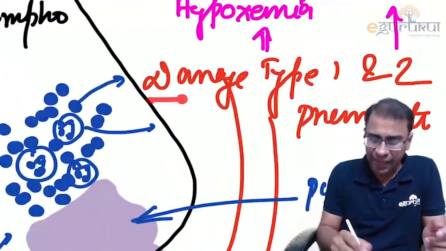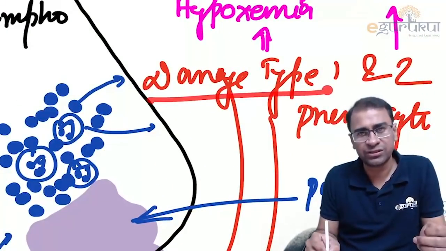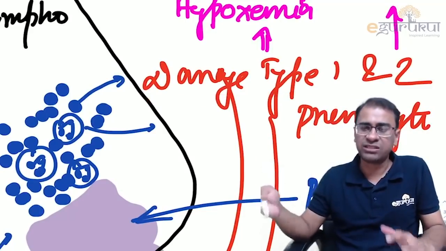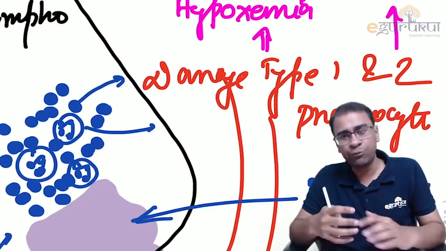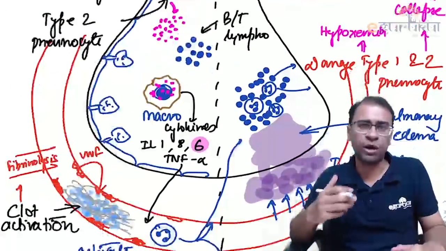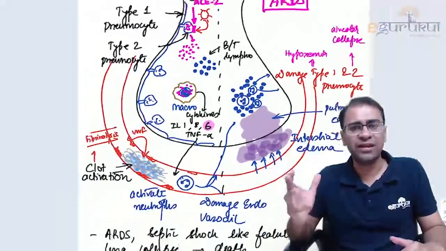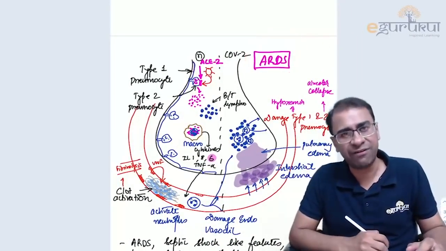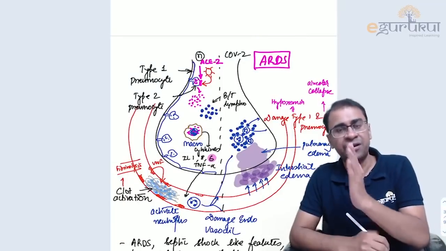Now, you understand the type 1 and type 2 pneumocytes are damaged. Because of the damage of type 1 and type 2 pneumocytes, the type 1 pneumocyte damage causes hypoxemia, and the type 2 pneumocyte damage causes what is called surfactant deficiency, causing more and more alveolar collapse. Finally, what are we seeing here? We are seeing an ARDS-like finding. Yes, acute respiratory distress syndrome.